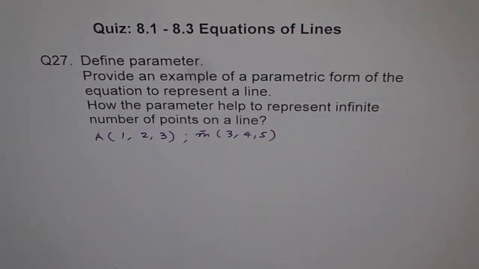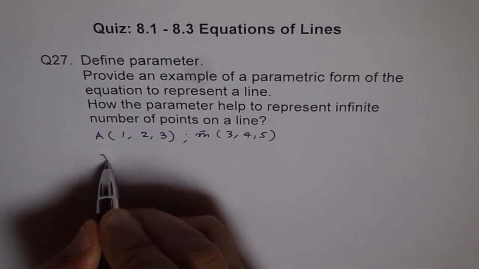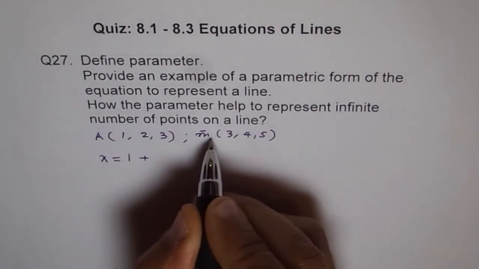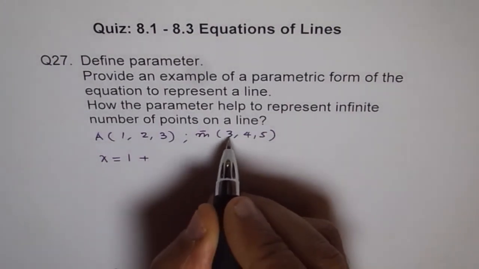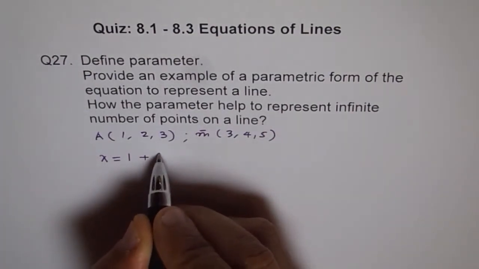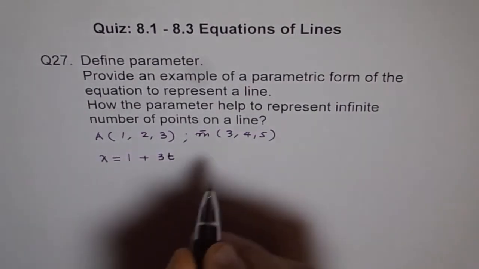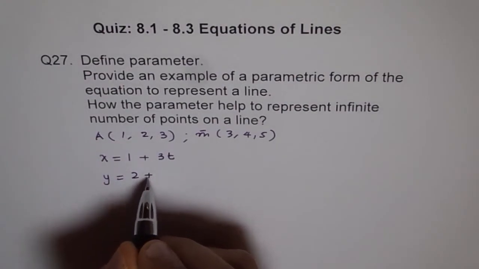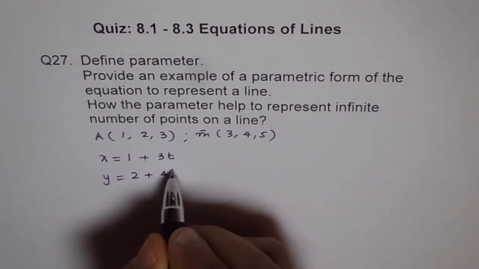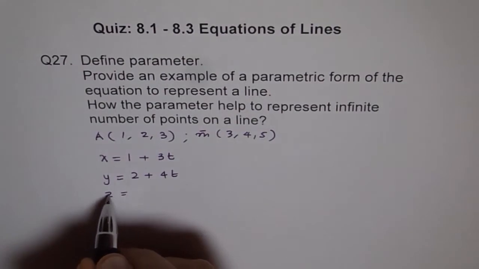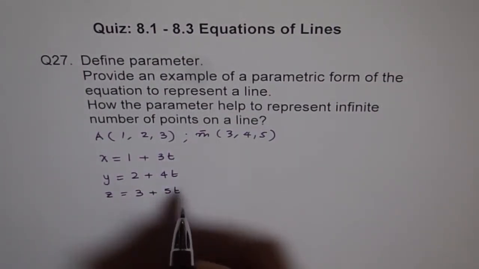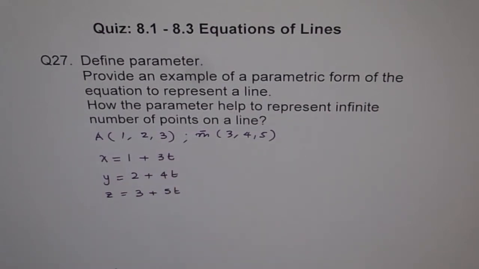Now, if I have to write this equation in parametric form, then I will write x equals 1 plus t times 3, right? So I can write t times 3 or write 3t, right? Or I can write y as 2 plus 4t, right? And z as 3 plus 5t. So here t is the parameter, right?